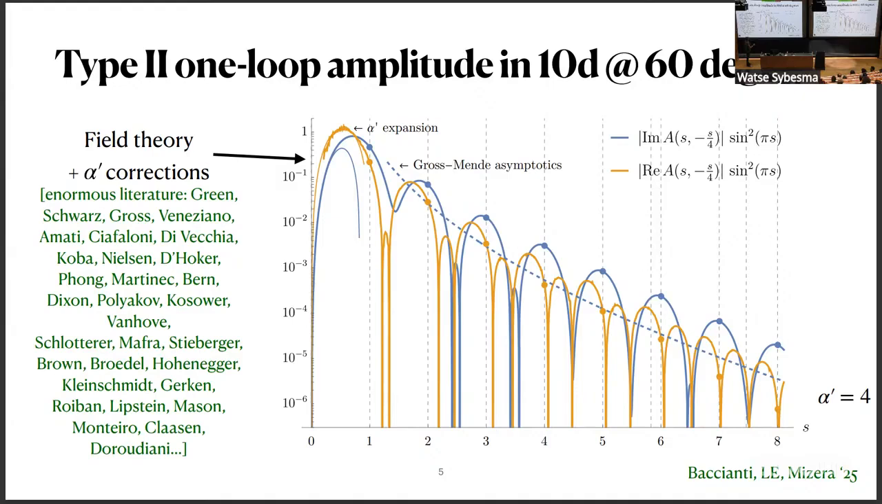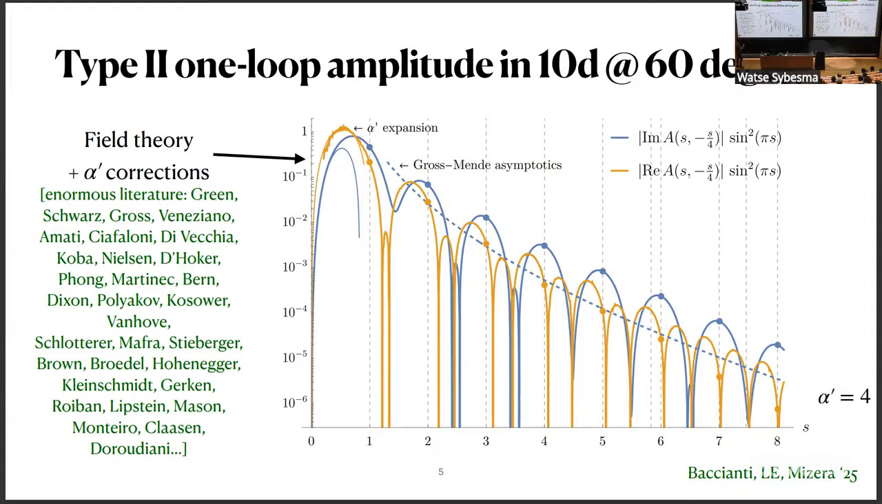There's also this dashed line here, which is a certain prediction by Gross and Mende that we'll come to later, and that predicts this exponential fall-off. Should also mention that down here, you're basically talking about effective field theory. So as soon as you're sitting comfortably below the first massive mass level of string theory, you're basically having supergravity with various alpha prime corrections.